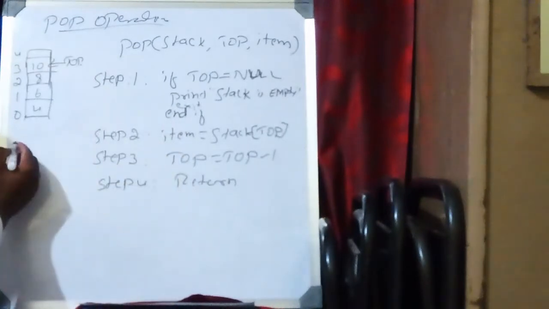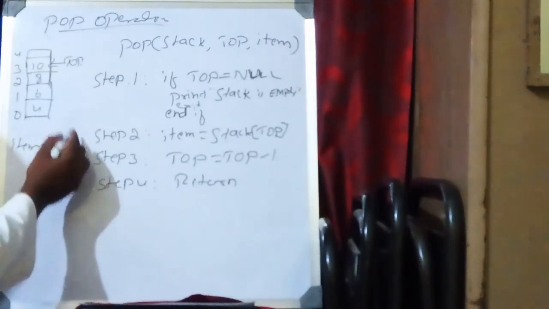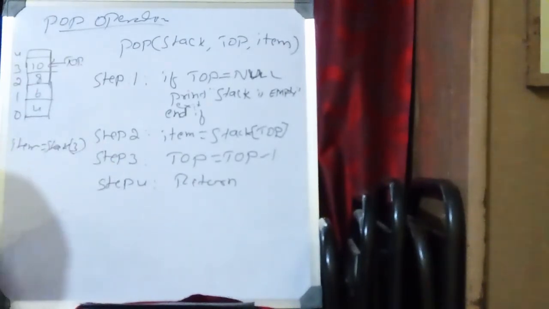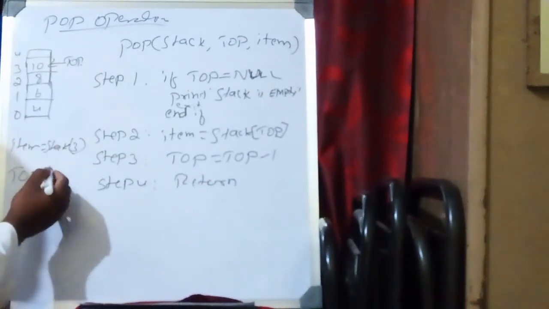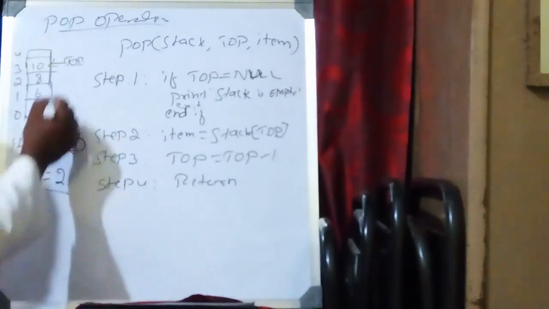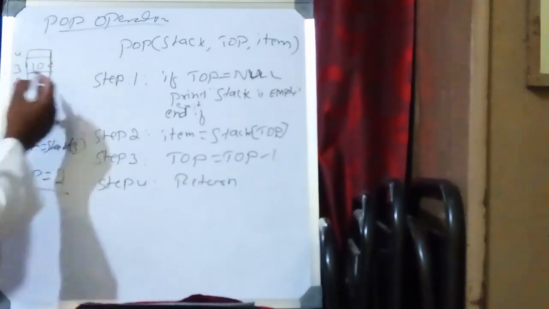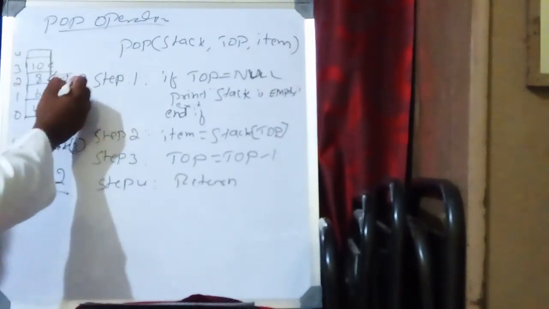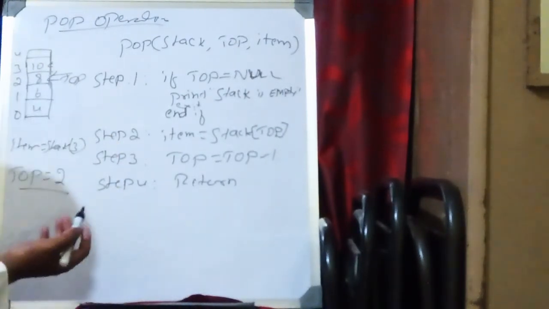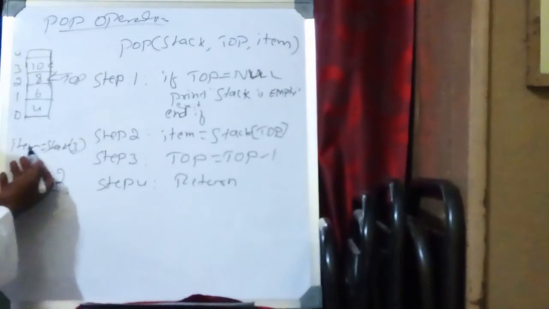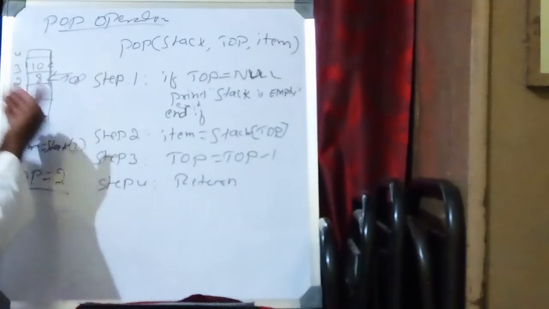What happened? We are copying that item here. Item is equal to stack of 3. We are just copying this value. Then we are changing the top value. Now top is equal to top minus 1, which means 2. Top is equal to 2. This will be changed from here to here. This is the top. Now we are returning the top value here. Or if you want to display the deleted item, then we can return the item also. This is the pop operation, just how to remove the element from the stack.